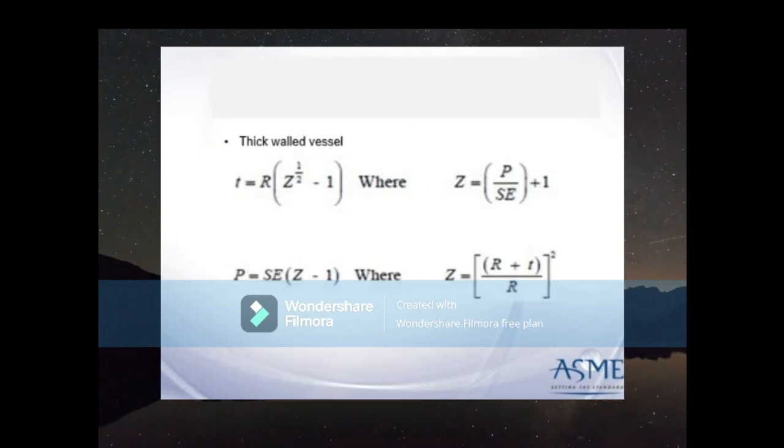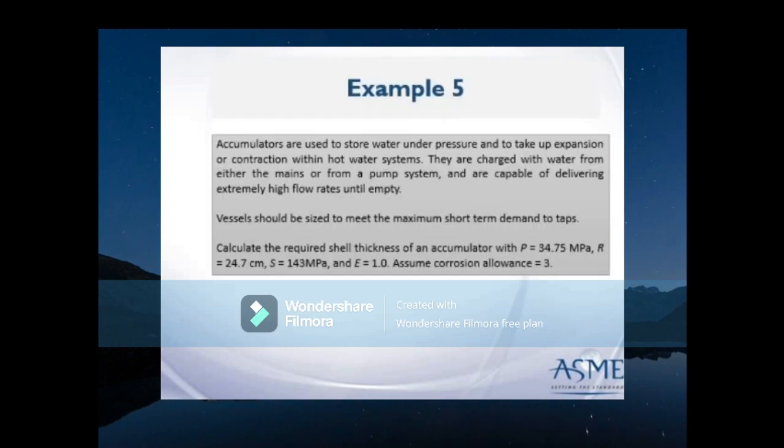Thick cylindrical shell. Pressure vessels with inner diameter to wall thickness ratio less than 20 are called thick shell pressure vessels. These are used in high-pressure cylinders, tanks, and gun barrels etc. For thick-walled vessel. Example 5.